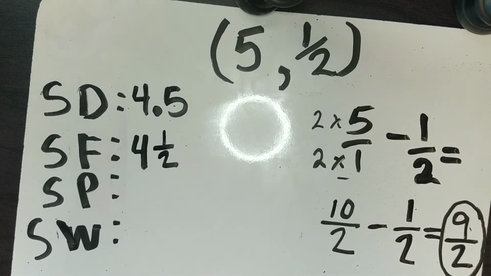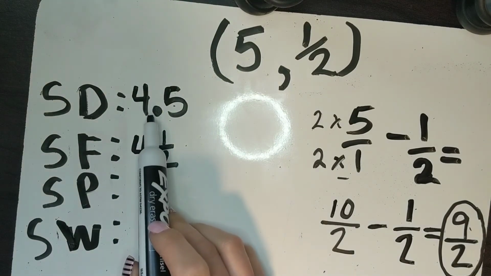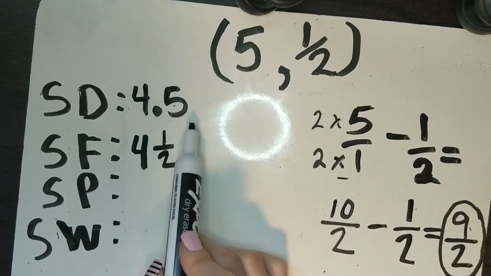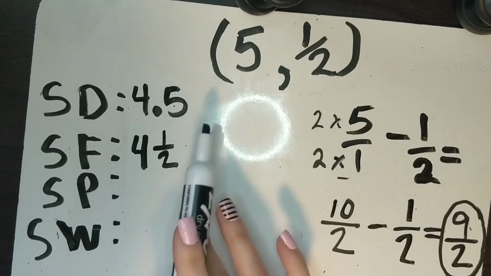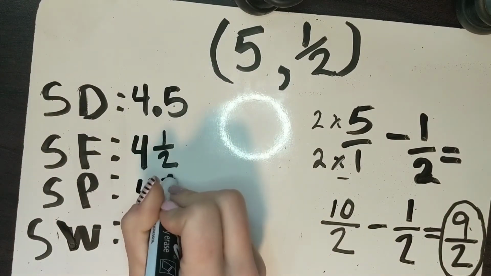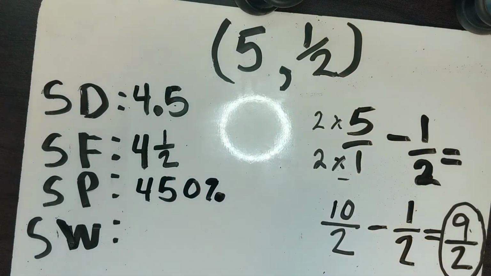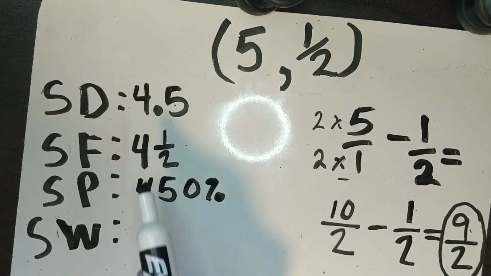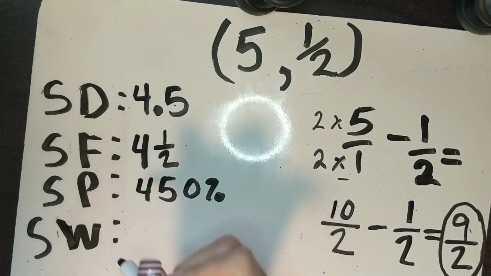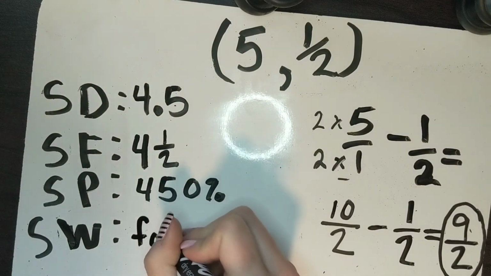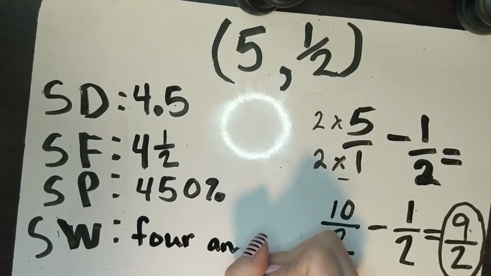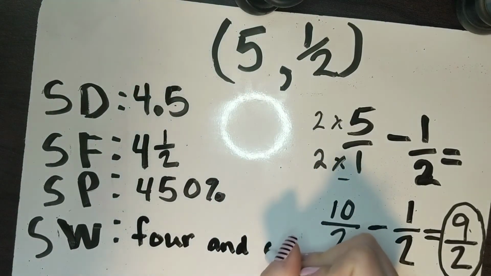Now I need to write my answer as a percentage. So I'm going to look up here at my decimal, move it 2 spaces to the right, fill in a 0, and rewrite that number, and I get 450%. The last thing I need to do is write it in words. So again, I'm going to go to my fraction form and write that out in words. 4 and 1/2.